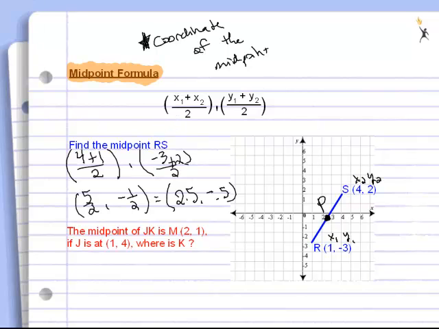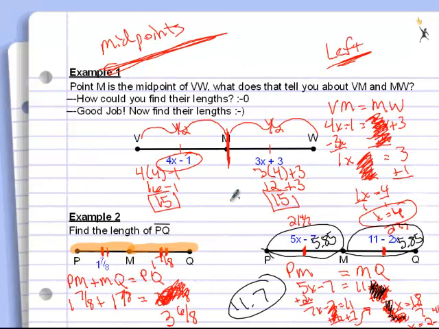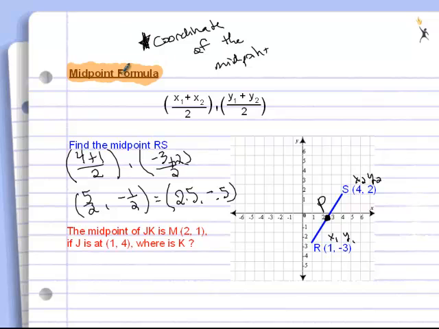You can use algebra, okay? Set one side equal to the other side and use your algebra to solve. Or you can use a geometry formula. A formula that was built to find the midpoint, find the coordinate of the midpoint.